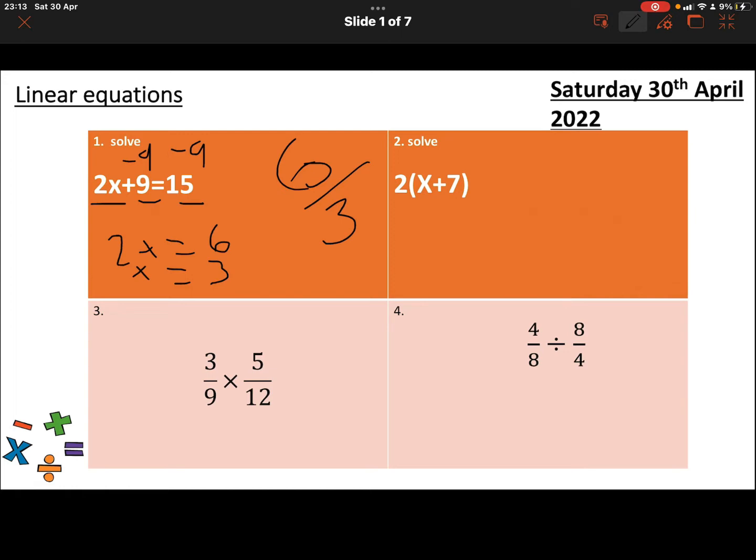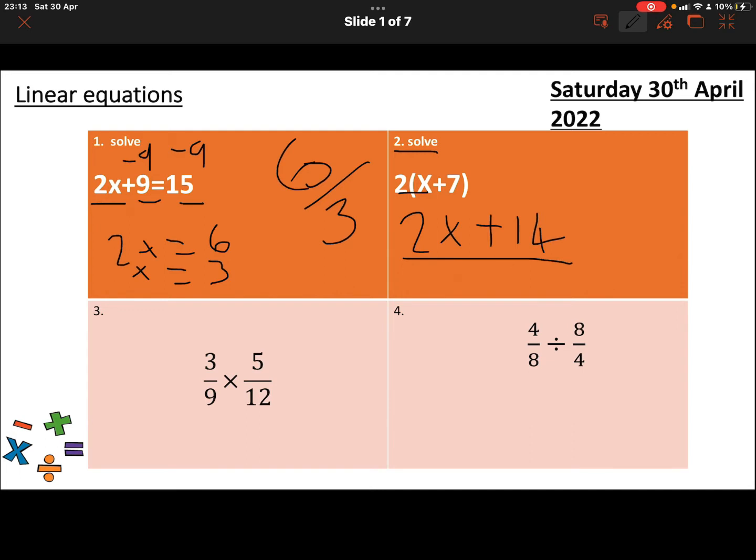Now, question 2, we want to be solving 2(x plus 7). We need to expand these brackets. Basically, we need to times 2 by everything inside the bracket. If there's no space, you will automatically know in maths that means times. So that's going to be 2x plus 14, and that's literally just your answer. They don't want you to work out x. They know you can't work that out. They just want that answer.